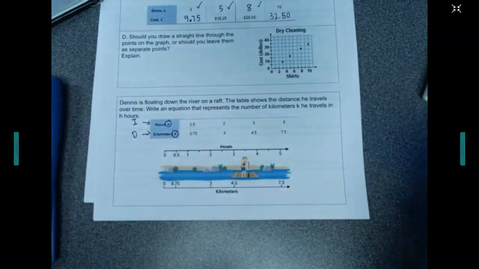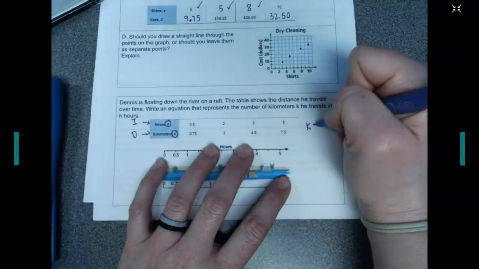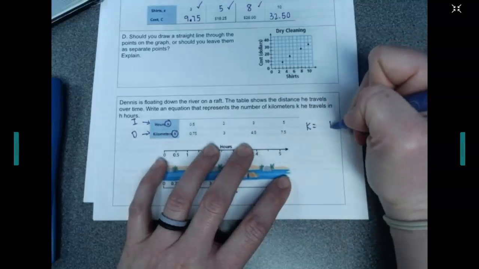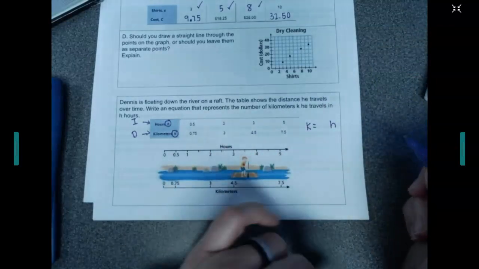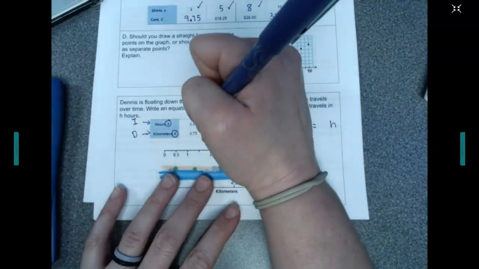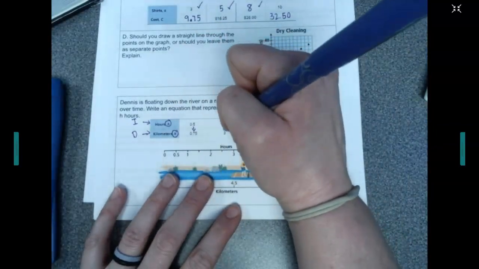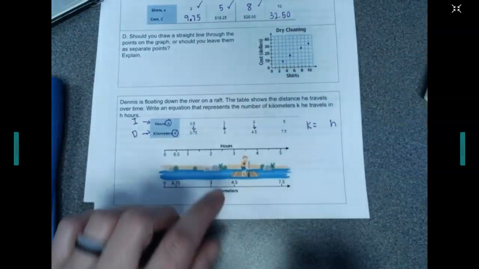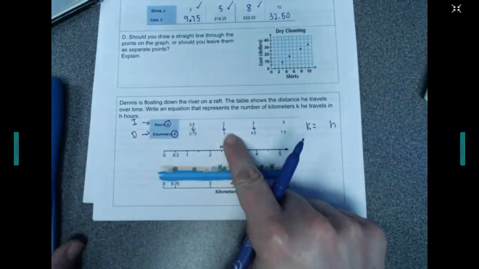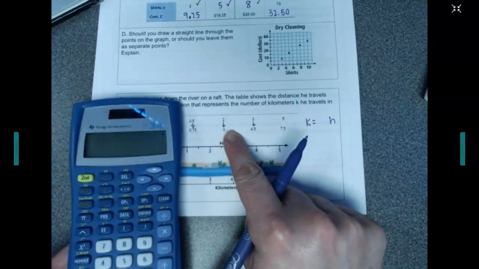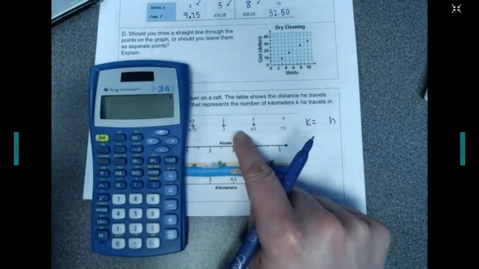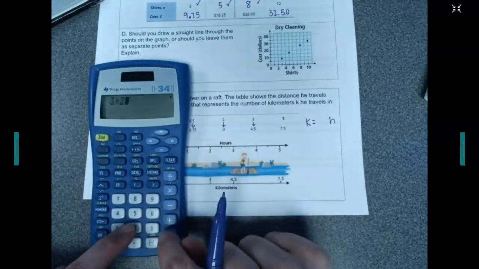The dependent variable is going to be by itself, so I have K equals something, and then I'm going to have H. So to figure out what number that is, we have to figure out how to get from the top to the bottom. So I'm going to do just the whole numbers to make it easier for me to type it into my calculator. So to get from 2 to 3, I'm actually going to take 3 divided by 2, and that's going to tell me how to get there.